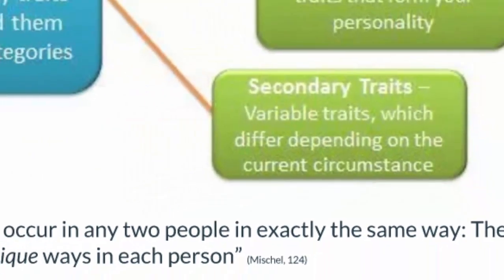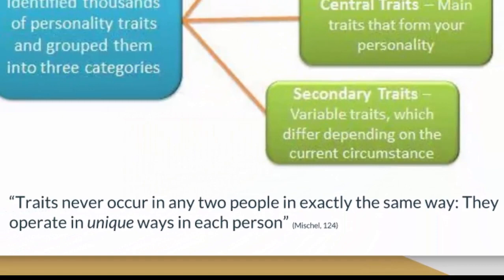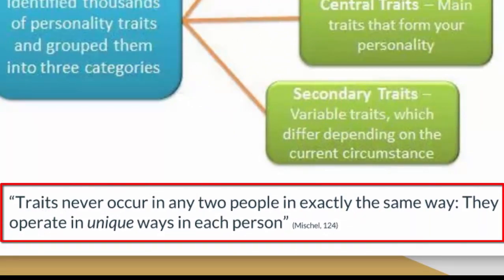Gordon Allport also said that any of these traits, whatever they are, never going to occur in two people in exactly the same way. So you might describe two different people as being friendly, but they're going to exhibit friendliness in different ways. So he believed that each of these different traits operates in unique ways in each individual.